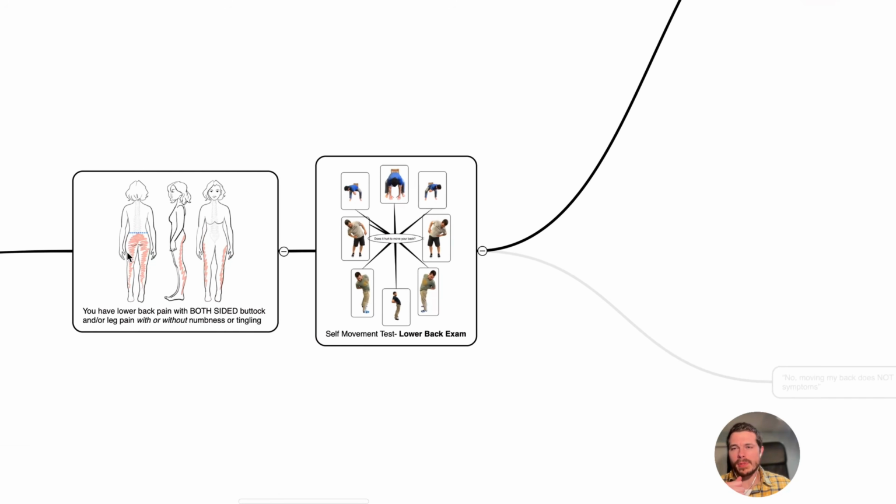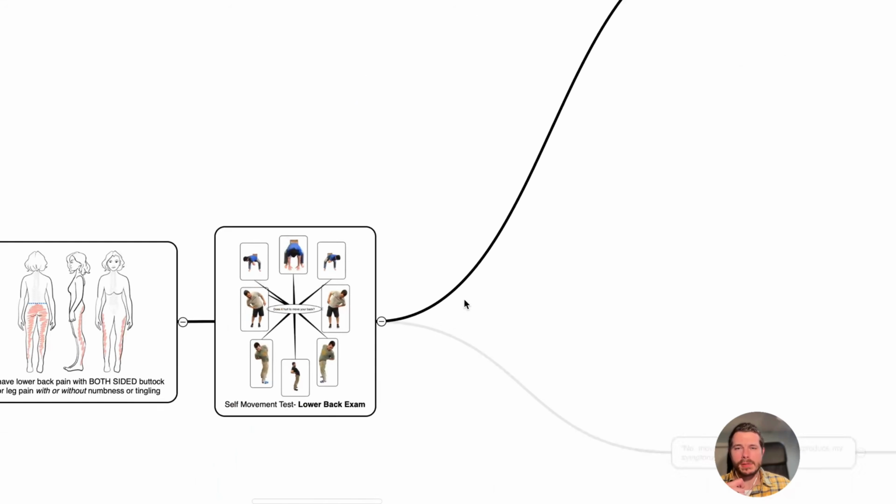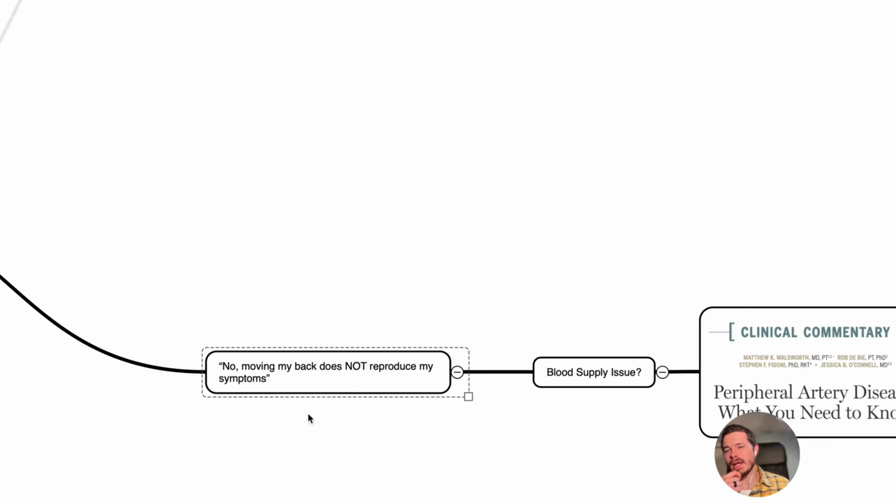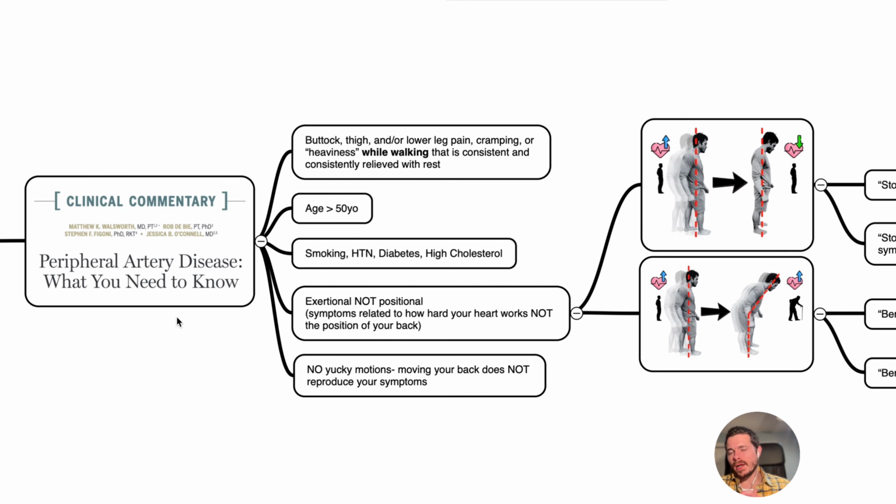We're back here. We've got both-sided buttock and/or leg stuff. You did the lower back exam. We went through the yes, but now we're like, no. What's going on now? Moving my back does not reproduce my symptoms. Probably not a back problem. Could it be a blood supply issue? We take some information, a cluster of findings, from this article right here. It's possible you could have something called peripheral arterial disease, a blood supply issue, and that's causing your leg symptoms.